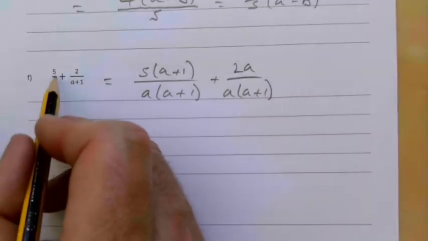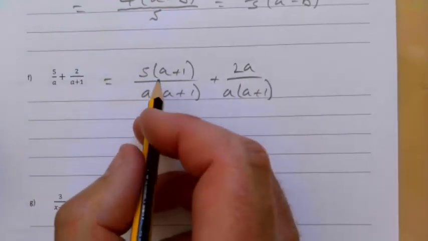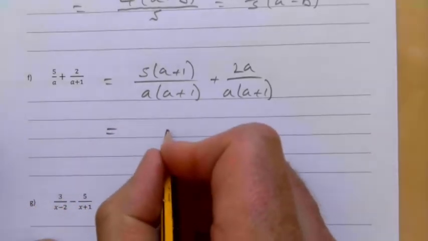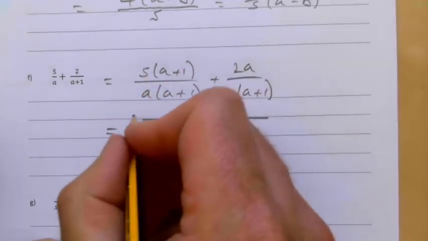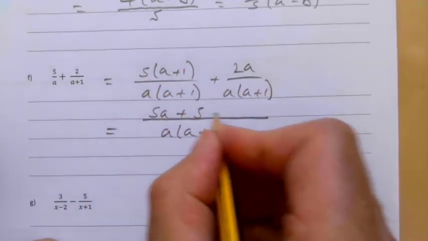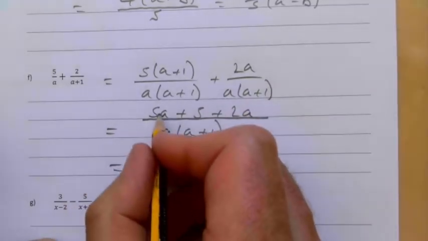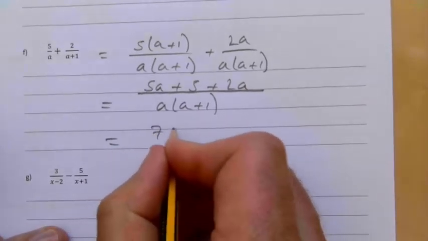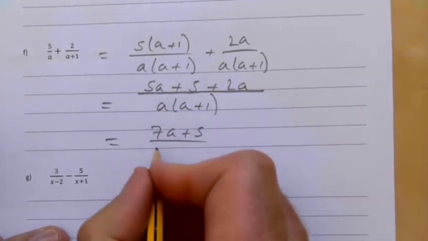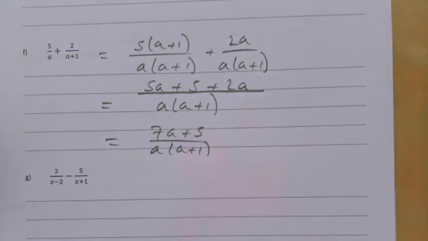So I've written the equals, so I think this is equal to this and this is equal to this. I have my common factors here. Putting them over a common denominator, which is of course a upon a plus 1. And then multiplying this out, 5a plus 5 plus 2a. Final line then really 7a plus 5 all over a upon a plus 1. Again, if you wish you can multiply the bottom line, giving you a squared plus a, but not necessarily required.